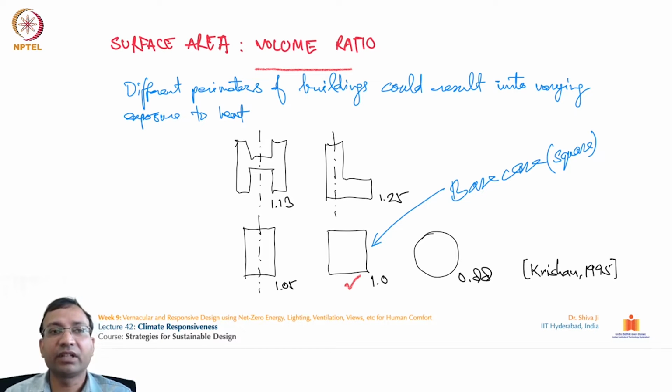With the areas given over here, if a square is the base case, which has 1 unit surface area for 1 unit of volume, then a circle would have an even smaller surface area, up to 0.88. This will be the most efficient geometry to minimize the sun exposure. Similarly, you can see in the other forms, like rectangle, L and H, the exposed surface area is increasing, so overall it changes the heat exchange of these geometries.